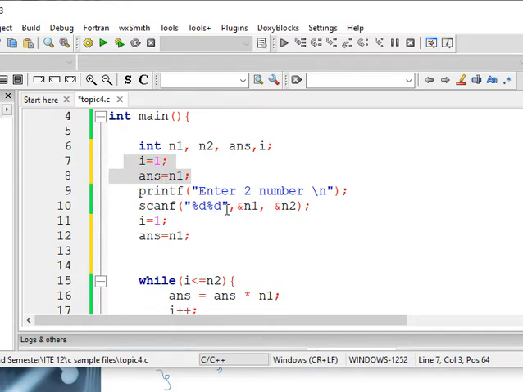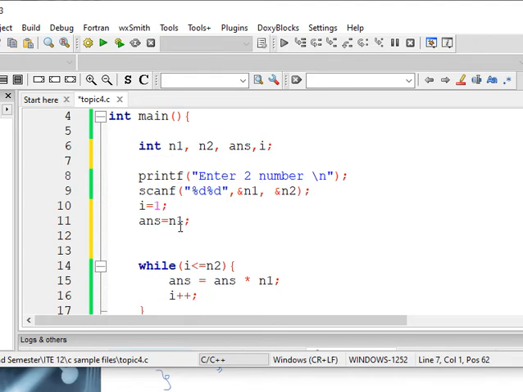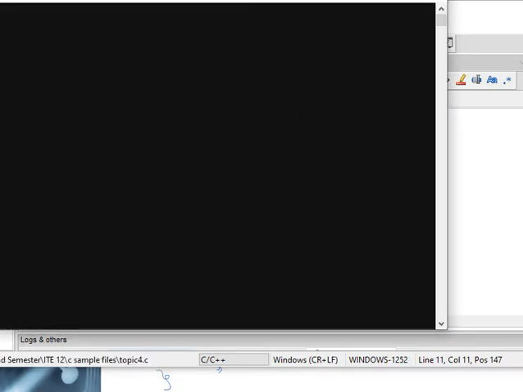Kay dirian naman nato gi-inputan. So before nato i-assign si ans sa value ni n1, dapat na value si n1, naka-input na si user. So in this case, diri na ta mag-assign kang ans sa value ni n1. So let's try again.